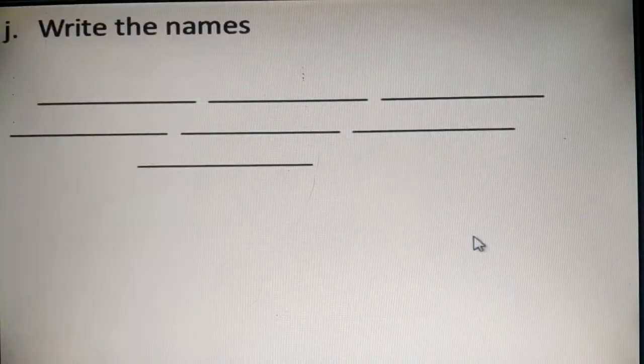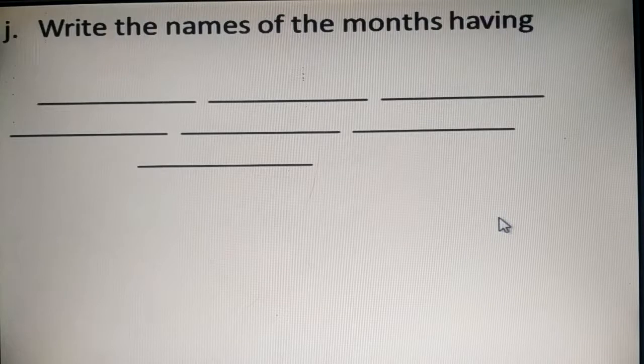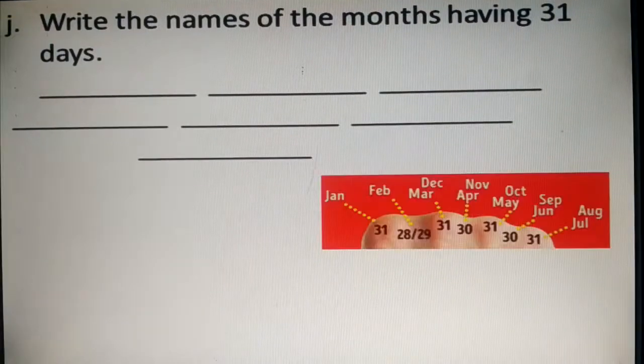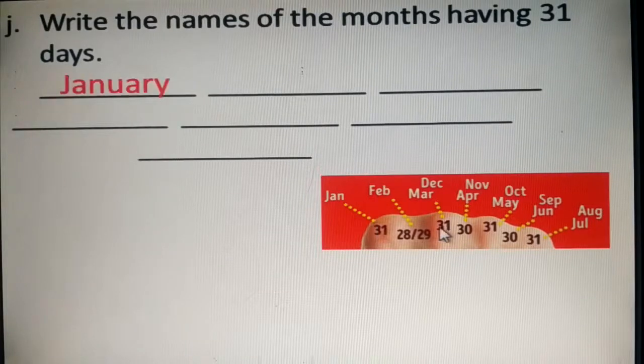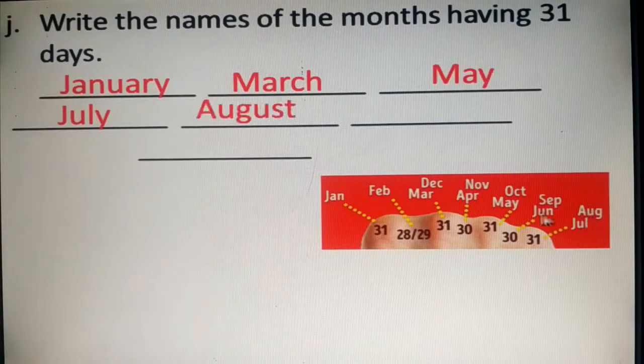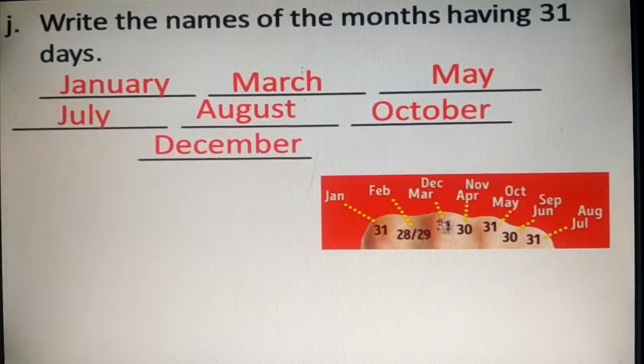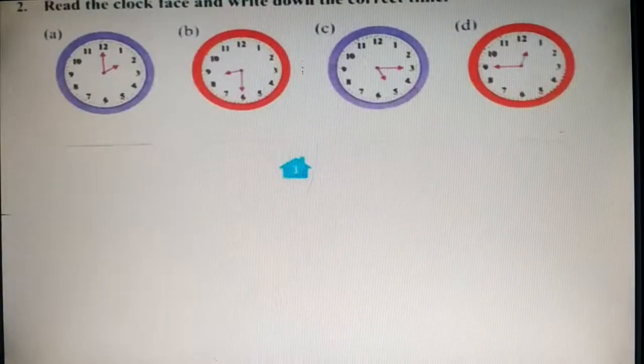In this one, write the names of the months having 31 days. अब वो months write करने आपने जिनमें 31 days होते हैं. According to this picture, the months having 31 days, first of all, it is January, then March, then May, July, August, October, and then December. Okay, children? Question done?